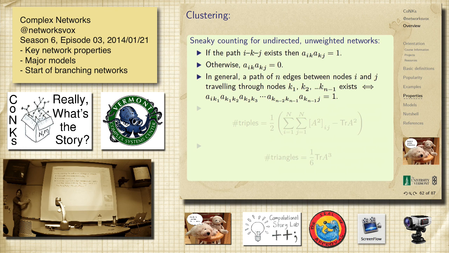And if I has these 3 paths connecting it to J, 1, 2, 3, then you get a 3 in this product. Now we're going to go back to A squared. So A squared will have a 3 in the ijth entry.